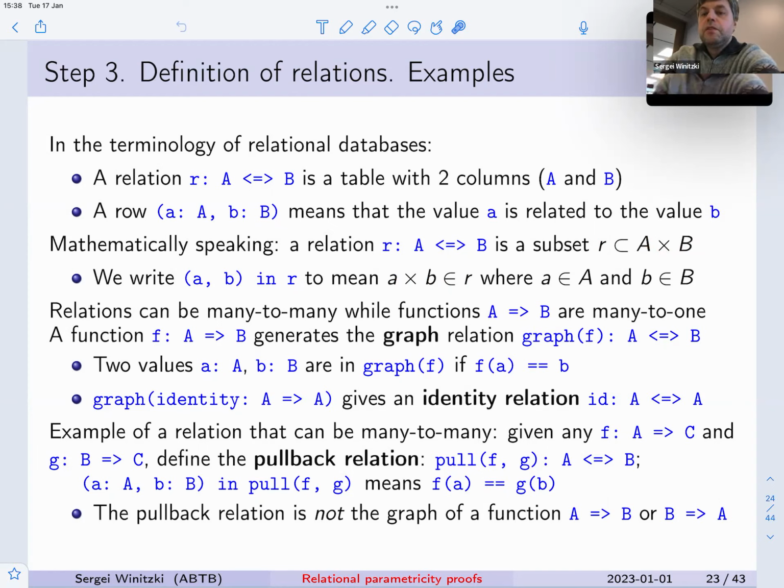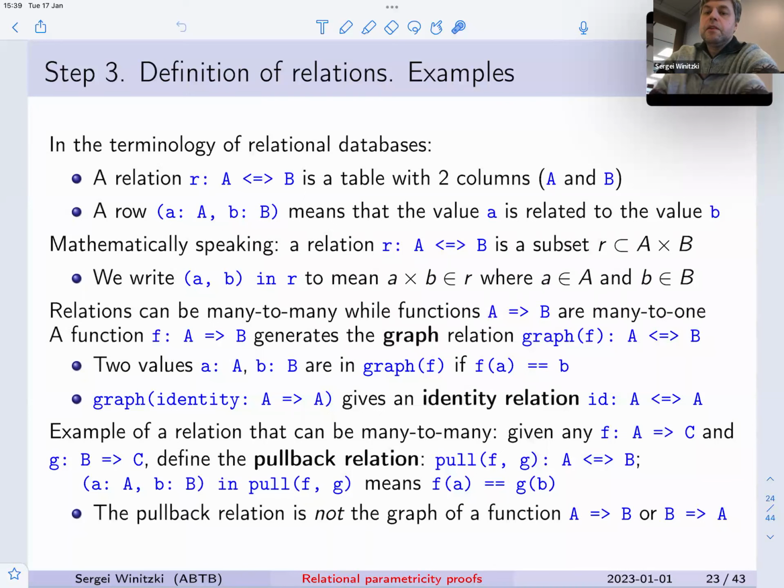So defined in this way, relations can be many-to-many, because you can always have any number of different values of A with the same B and different numbers of B with the same A. You're not limited anymore, while with functions, you're limited. You have to be many-to-one. So a function of type A to B generates a graph relation, which is of this type. So we write relation types like this. And two values are in a graph relation precisely when f of A equals B.